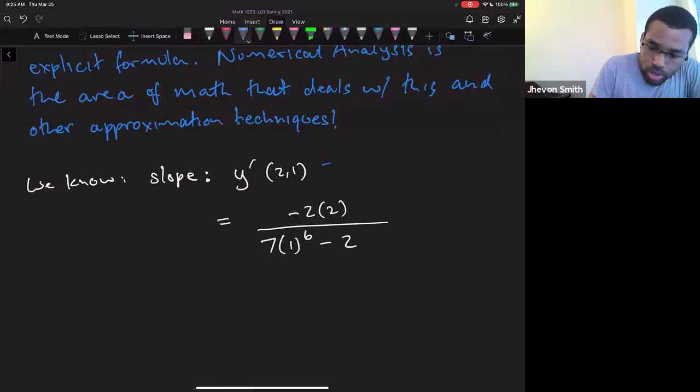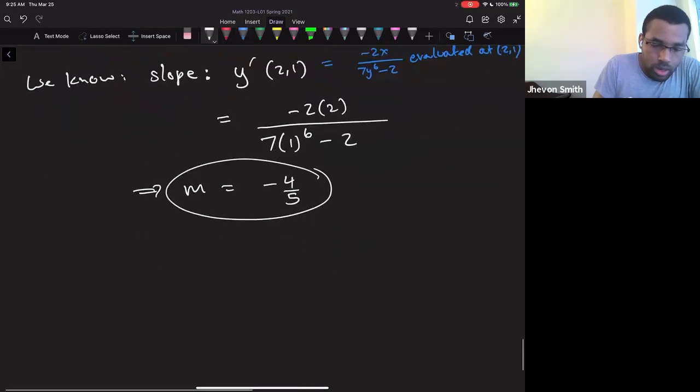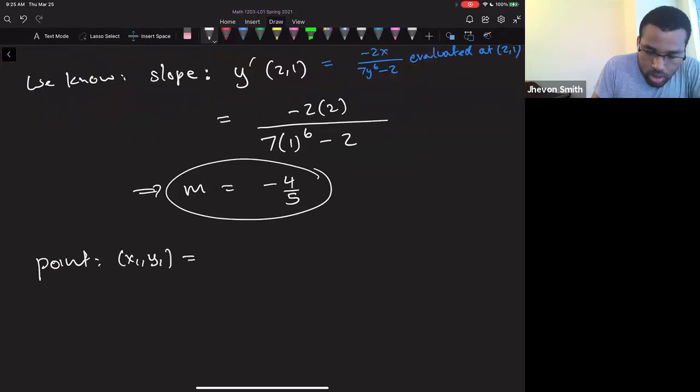So this is equal to minus 2x over 7y to the 6 minus 2, evaluated at 2, 1. So I can find the slope, and that's going to be minus 4 over 5, right? That's going to be my m. Then we have the point x1, y1. Well, that's going to be 2, 1.